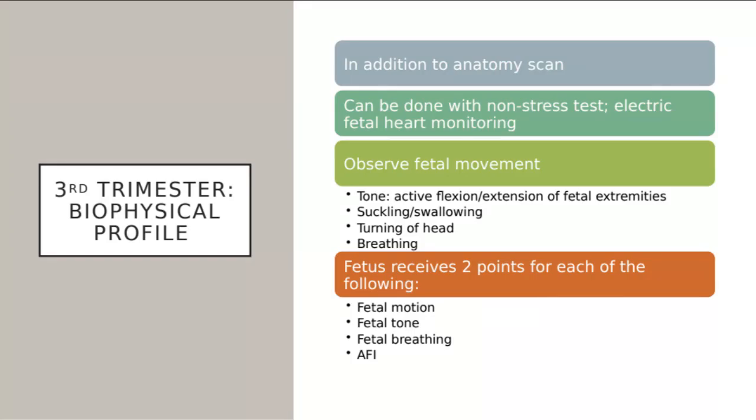When we see these things, we give 2 points to each of those categories. If the baby moves, 2 points. If they have active flexion or extension, 2 points. If they demonstrate examples of breathing, 2 points. If we have appropriate AFI levels, another 2 points. Now that suckling and swallowing contributes to that AFI. If the baby is swallowing the fluid, the kidneys can filter it, process it, and output more amniotic fluid.